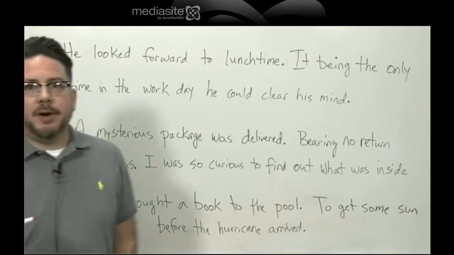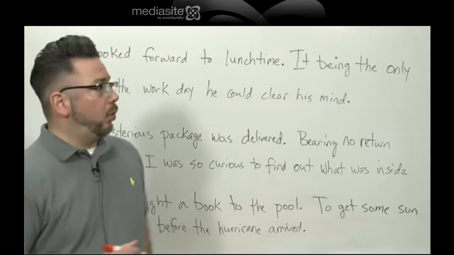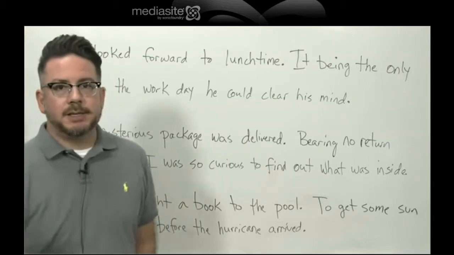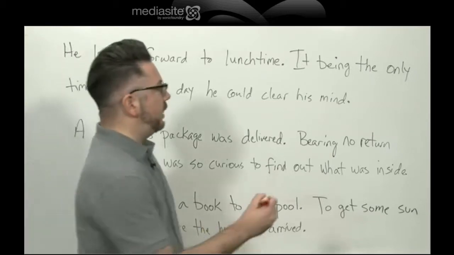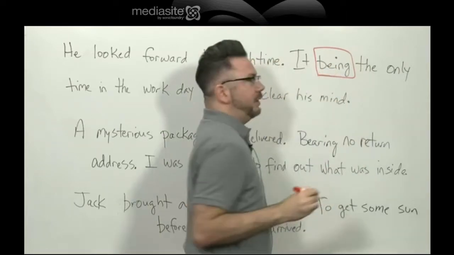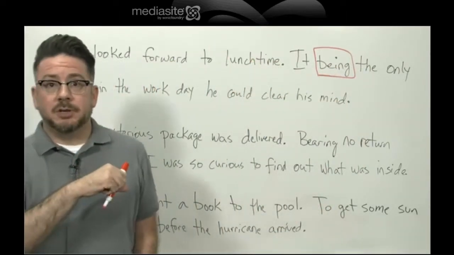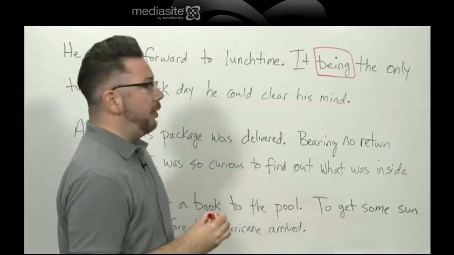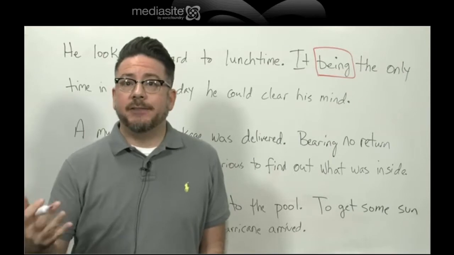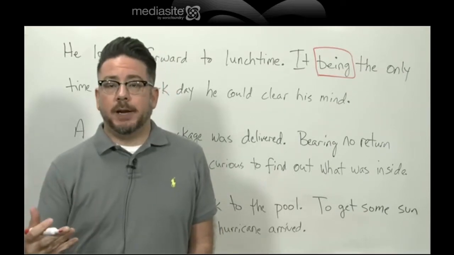So where's the fragment in this example? Well, it's this second word group. It being the only time in the workday he could clear his mind. This is an example of an ing fragment, because we have the word being, and even though it's not the very first word in the sentence, it's near the first word. And remember, the ing form of a verb by itself can never be the verb of the sentence. So we are lacking a verb here.